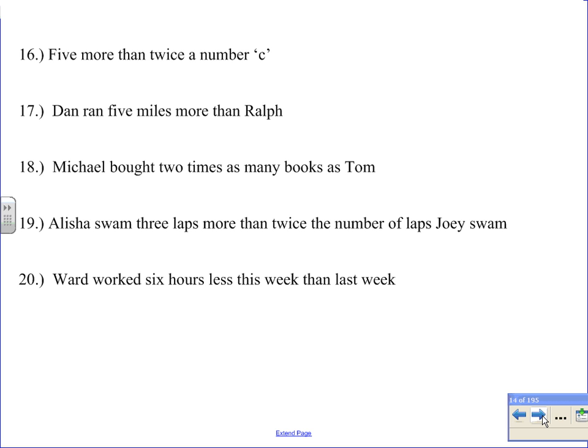5 more than twice a number C. Zach, what do you think? Great job. 2C plus 5. Twice a number means multiplication. 2 times that random number. Okay? Twice a number. And of course, more than always means addition.